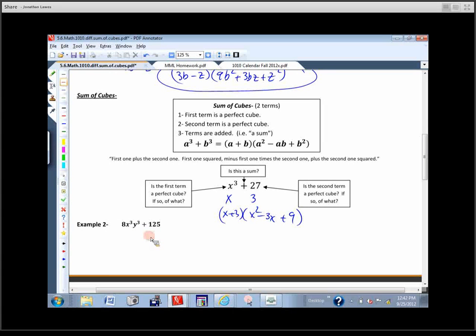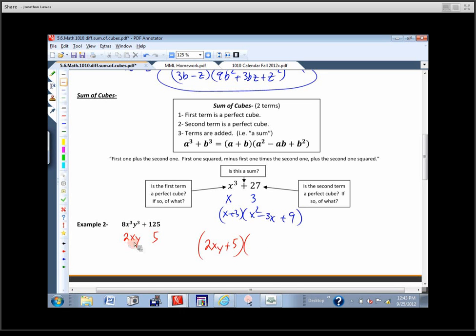Two terms. They don't have anything in common, so I can't take anything out. So I ask myself, is this a perfect cube? It is, of 2x and y. Is this a perfect cube? Yes, of 5. So I write down the first one plus the second one.